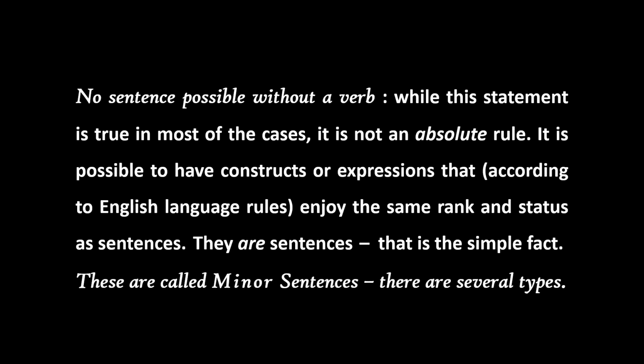It is possible to have constructs or expressions that, according to English language rules, enjoy the same rank, same status as sentences. They are sentences, full sentences. That's a simple fact. They may not have verbs, but they are sentences. They enjoy the same rank and status as sentences. They are called minor sentences, and there are several types. We shall explain the types of minor sentences one by one.